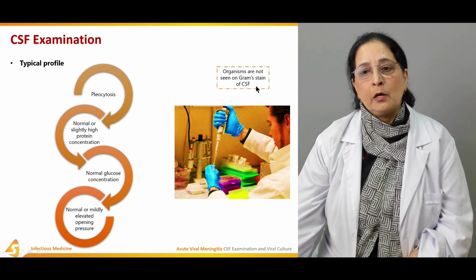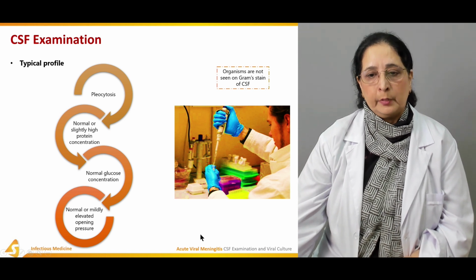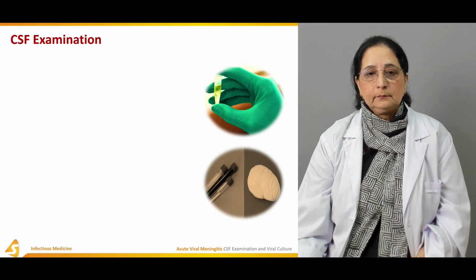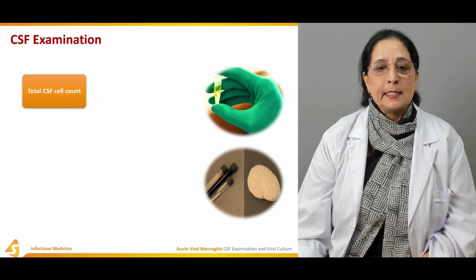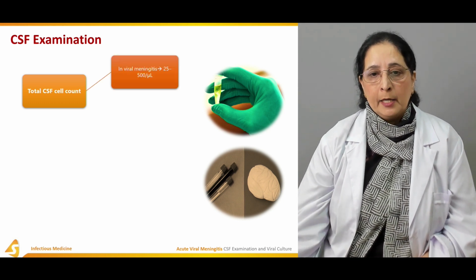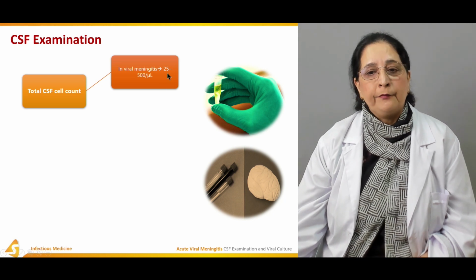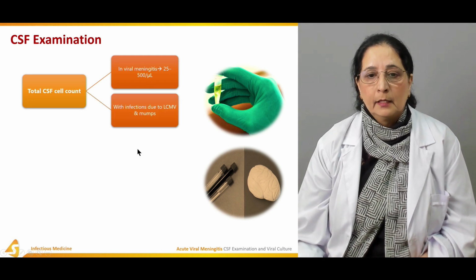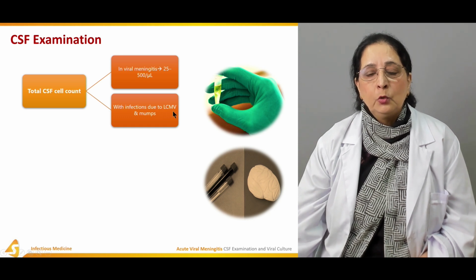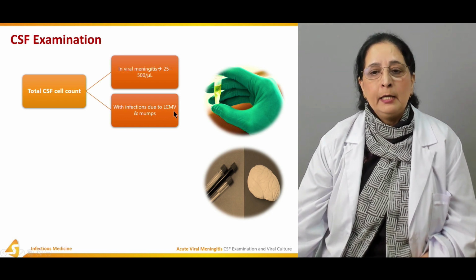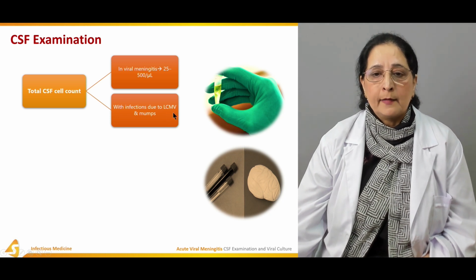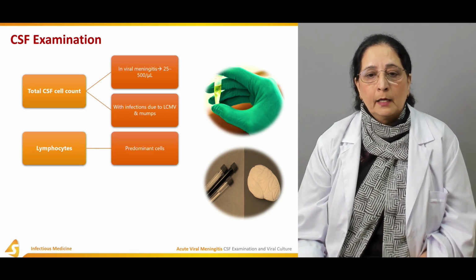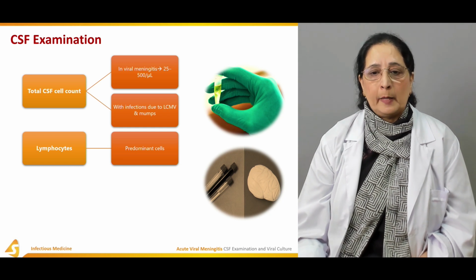Organisms are not seen on gram stain of cerebrospinal fluid because it's viral meningitis. Next, total CSF cell count in viral meningitis is about 25 to 500 per microliter. With infections due to LCMV, lymphocytic choriomeningitis virus, and mumps, lymphocytes are the predominant cell in cerebrospinal fluid.